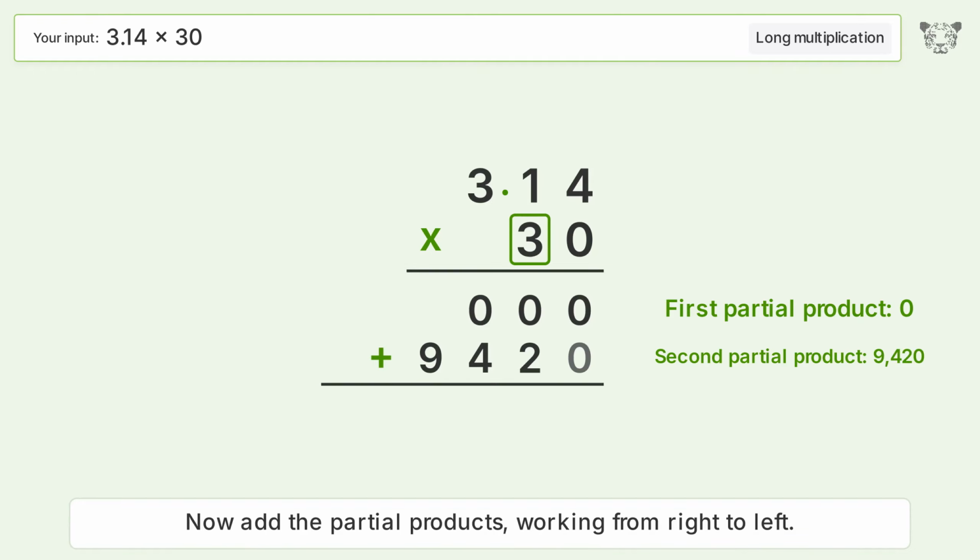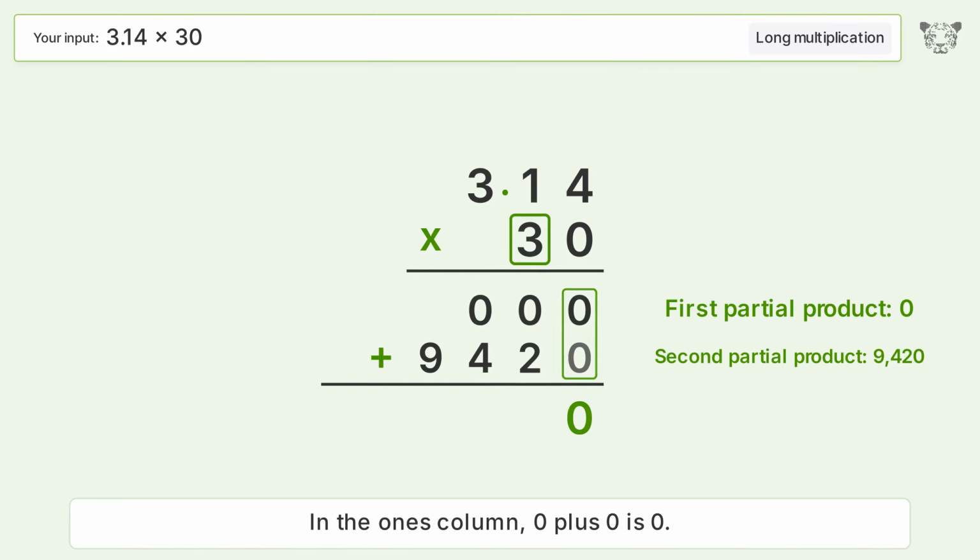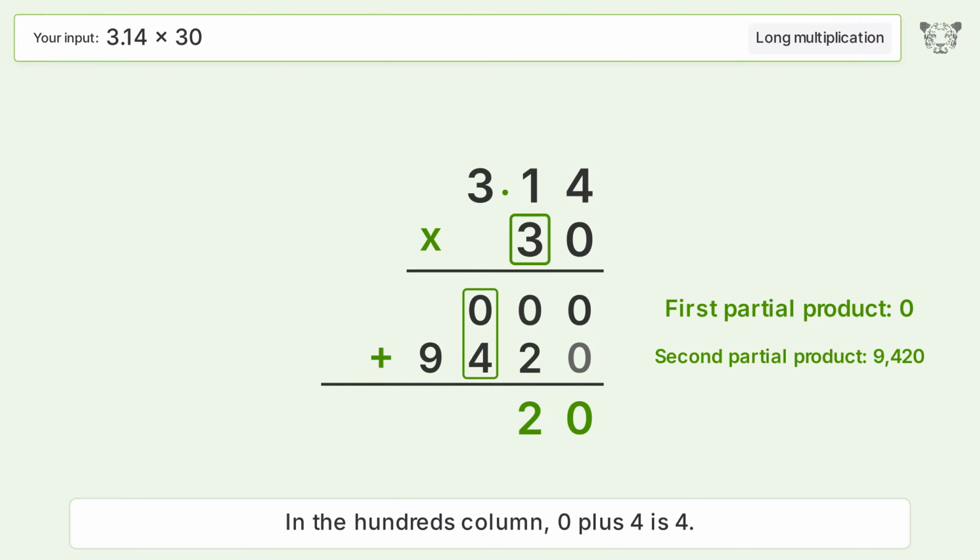Now add the partial products, working from right to left. In the ones column, 0 plus 0 is 0. In the tens column, 0 plus 2 is 2. In the hundreds column, 0 plus 4 is 4. In the thousands column, bring down 9. The product of the whole numbers is 9,420.